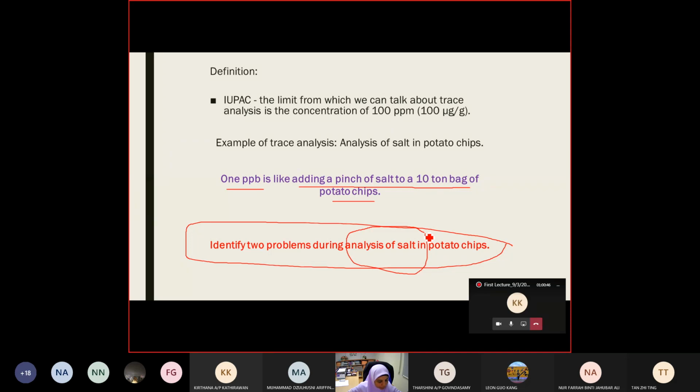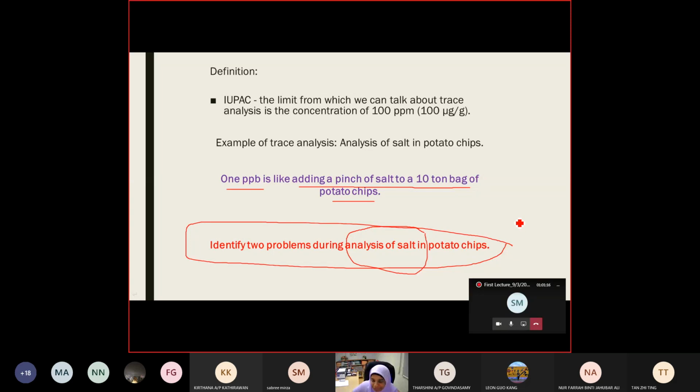Muhammad Sabri, are you here? Yes, doctor. What do you think is the main problem when you do this analysis of salt in this 10-ton bag of potato chips? The instrument problem maybe. Okay, thank you.